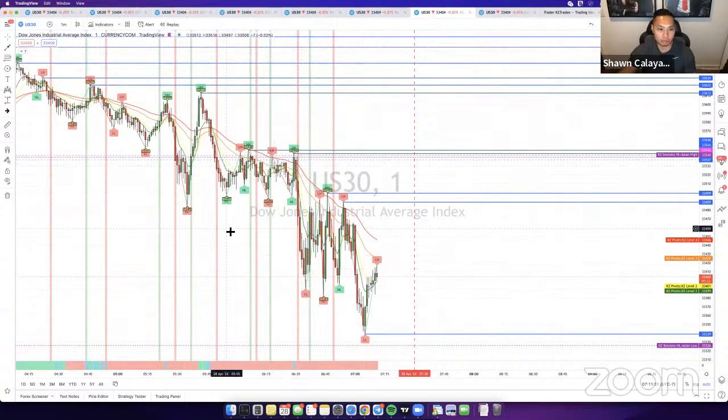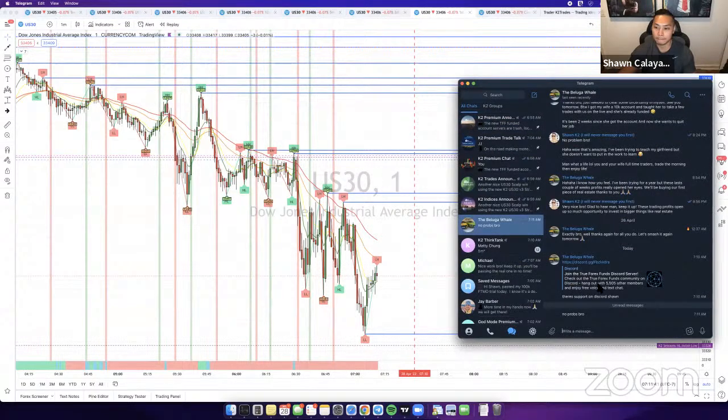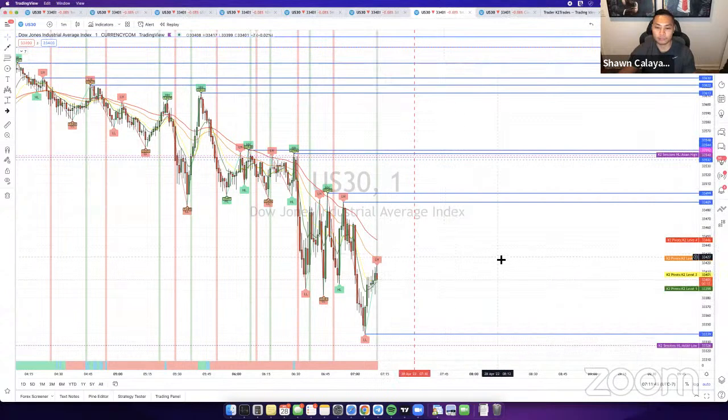So this is basically what we're looking for. We're looking for the retracement to be done and then we want to catch it on its way back to the downside. We just don't have anything right now.